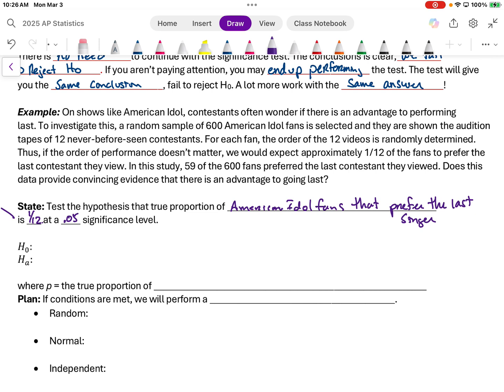So what is our null hypothesis? Our P0 is 1/12. I'm going to convert that to a decimal, 0.0833 repeating. I mainly had that for when we set up the test statistic. They think that it is greater than 1/12, so our alternative hypothesis is P is greater than 1/12.